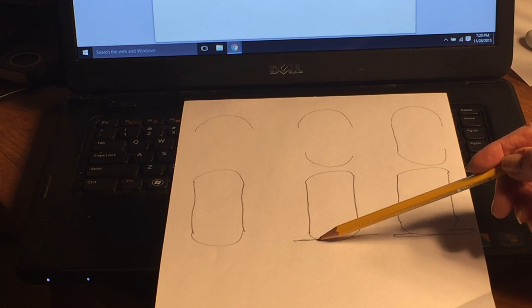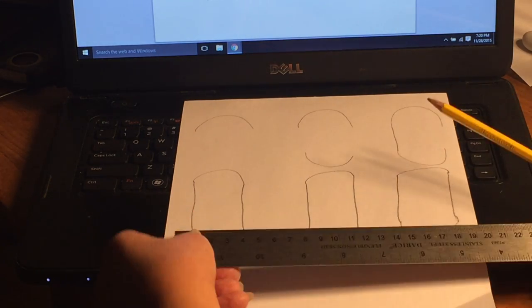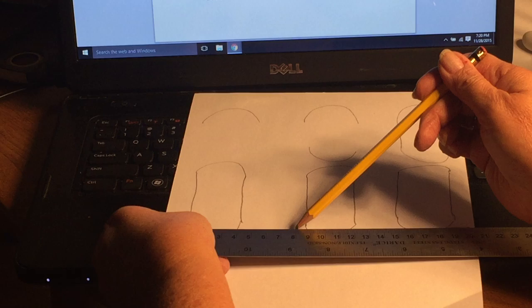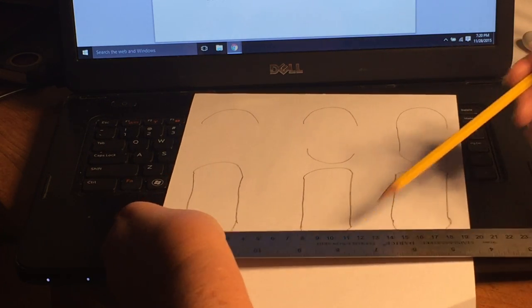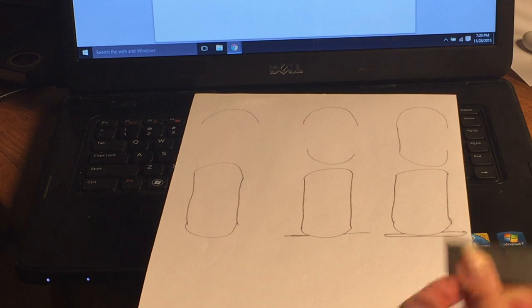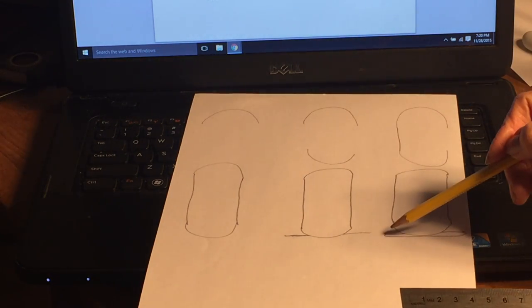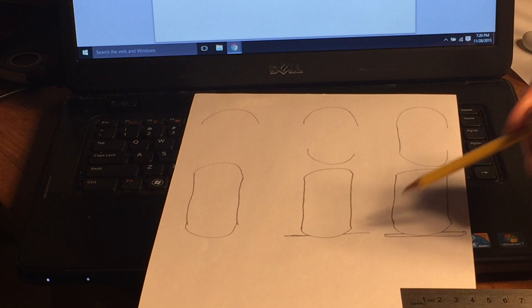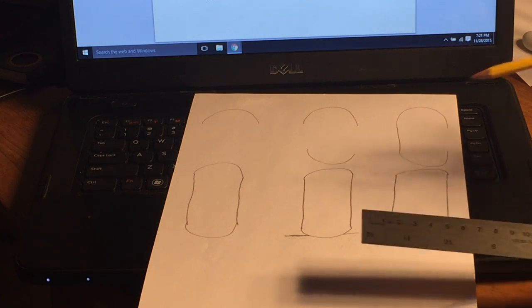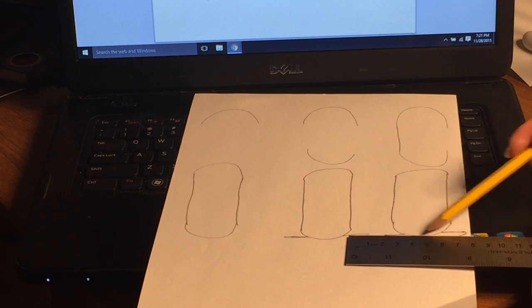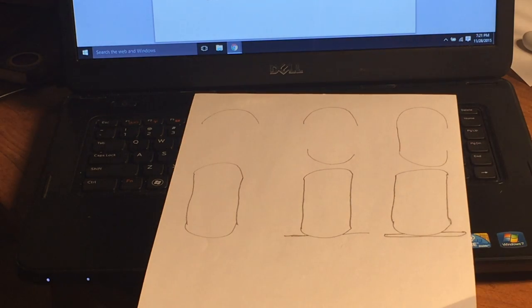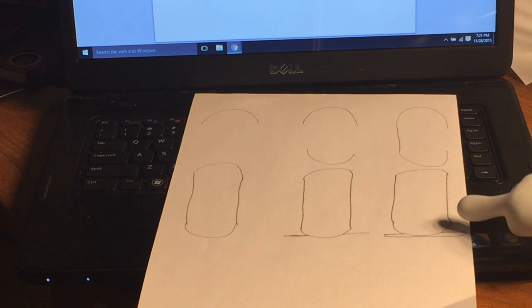At the bottom, you use your ruler to draw a little line on one side of the cartouche and then on the other. Then you draw a C shape on each side and connect that with the ruler and your pencil and draw a line. That is a cartouche.